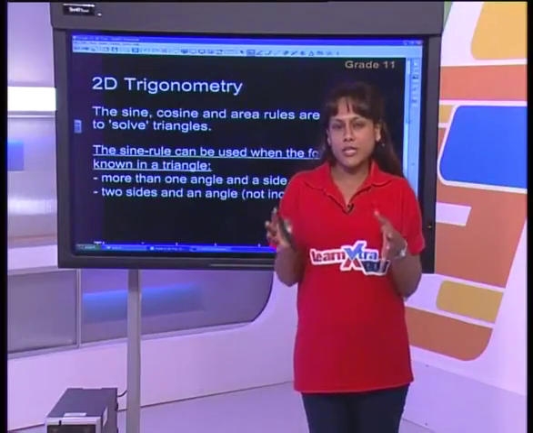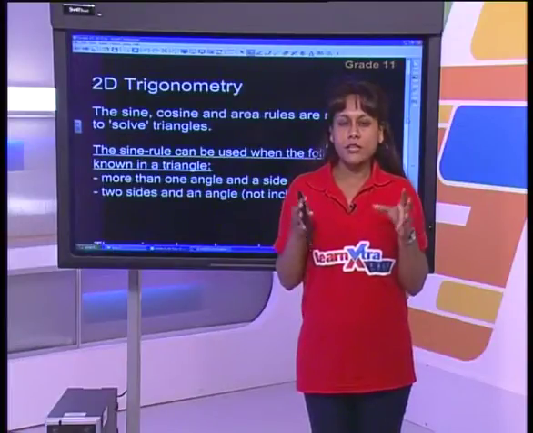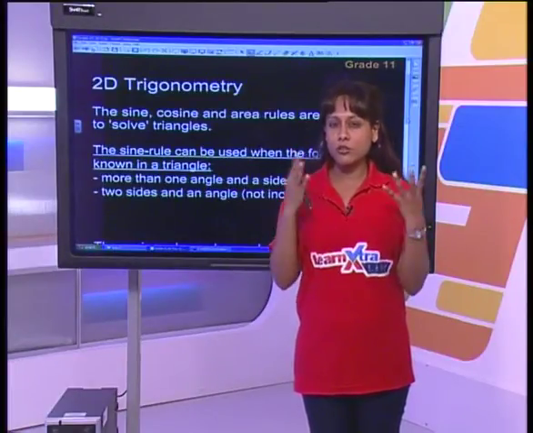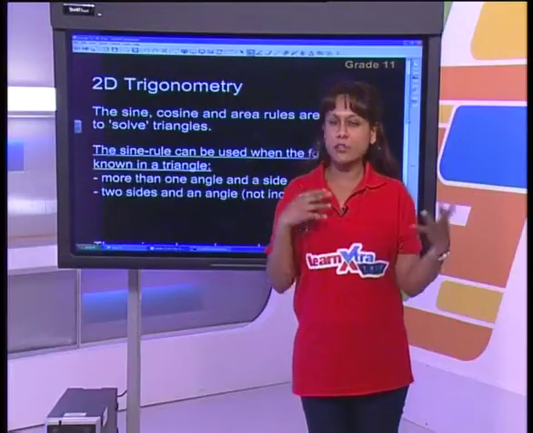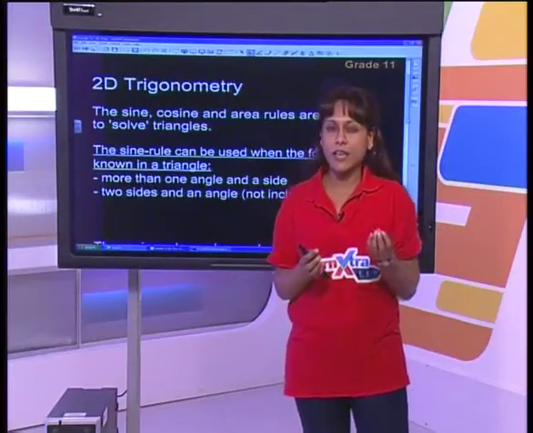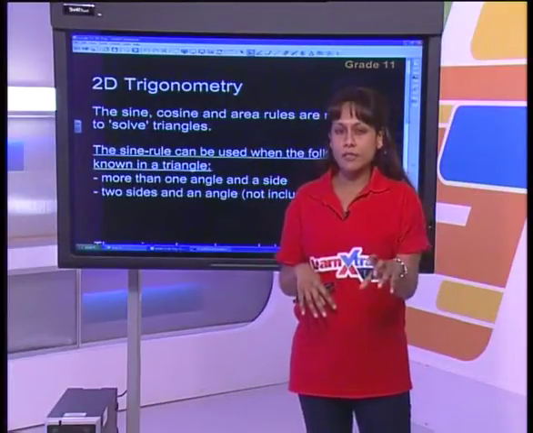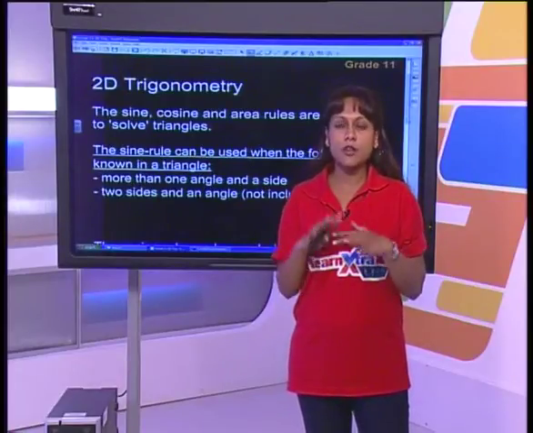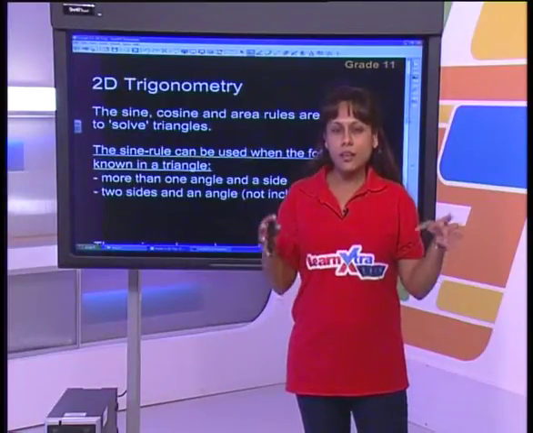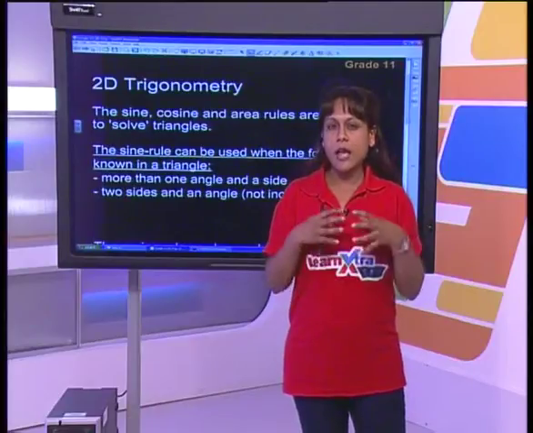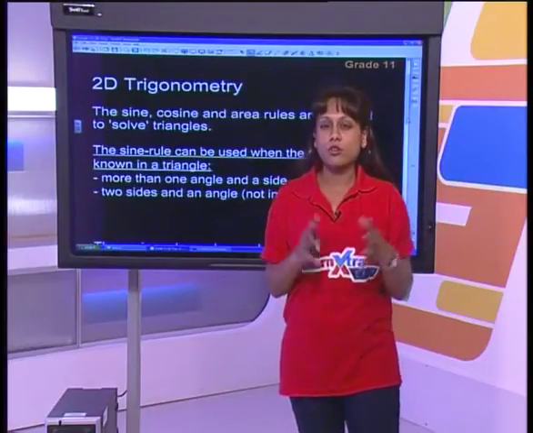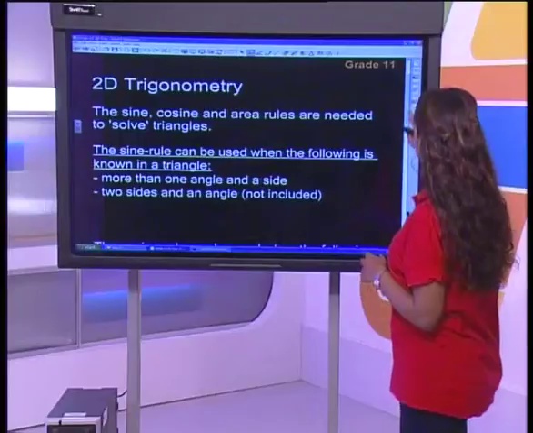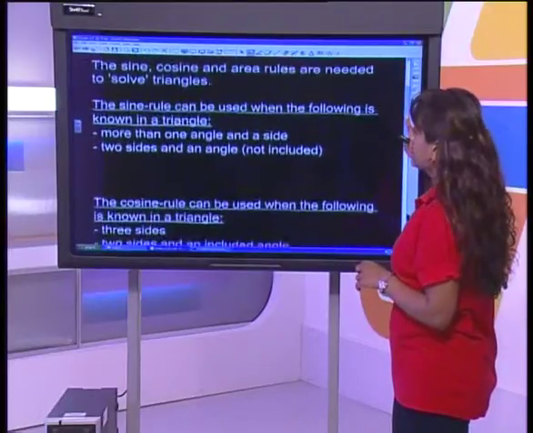And in grade 10, you learned using the 90-degree triangle how you can solve the triangle. That means how you can find the sides and how you can find the angles. But in grade 11, you are introduced to the sine, cos, and area rules, and that helps you to work in triangles and to solve those triangles where there's no 90-degree. All right, so that's what we're looking at, sine, cos, and area rules.